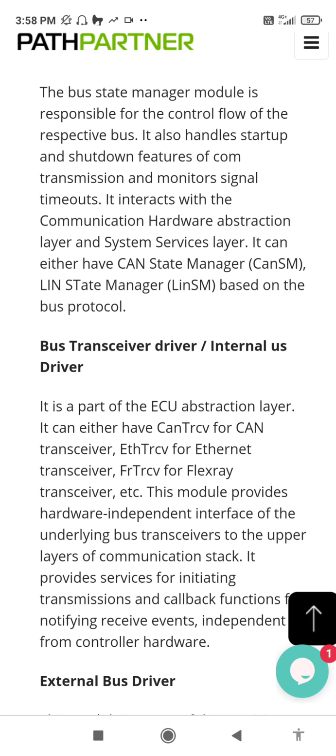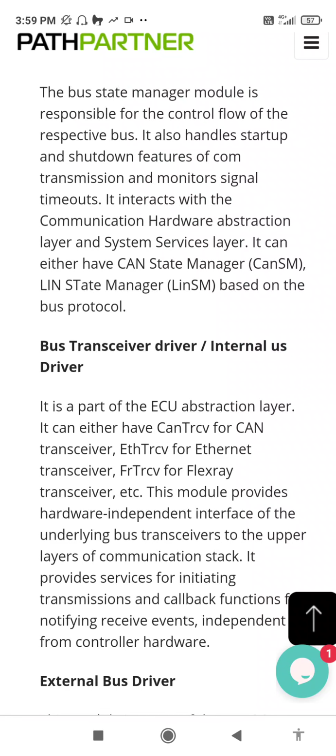Bus State Manager. The Bus State Manager module is responsible for the control flow of the respective bus. It also handles startup and shutdown features of COM transmission and monitors signal timeouts. It interacts with the communication hardware abstraction layer and system services layer. It can either have CAN State Manager, CANSM, LIN State Manager, LINSM based on the bus protocol.